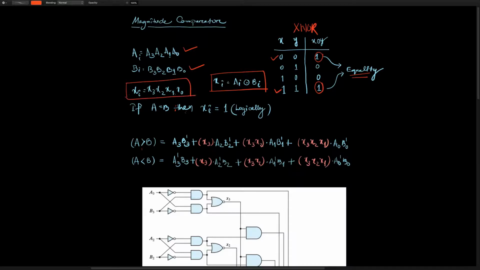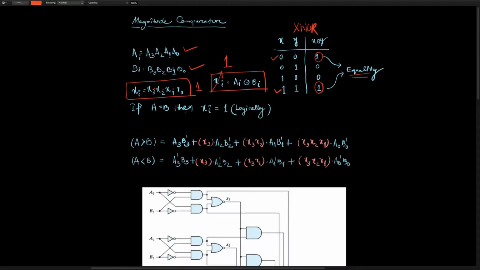And what we do is AND all the bits together. If all the bits are the same, then all the X of i are going to be high, and the AND operation would also be high. So X of i would be high. That will represent that all the bits are equal.